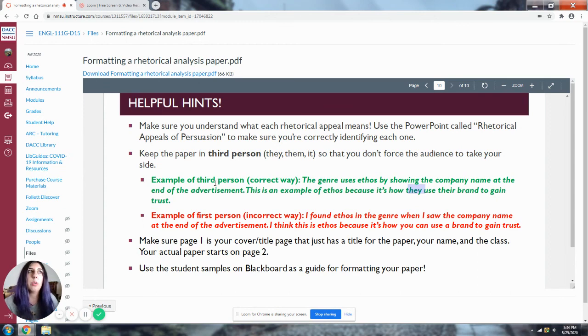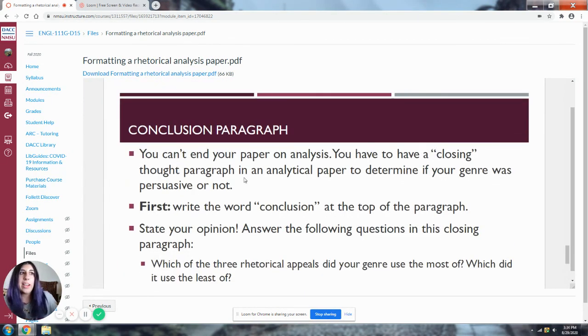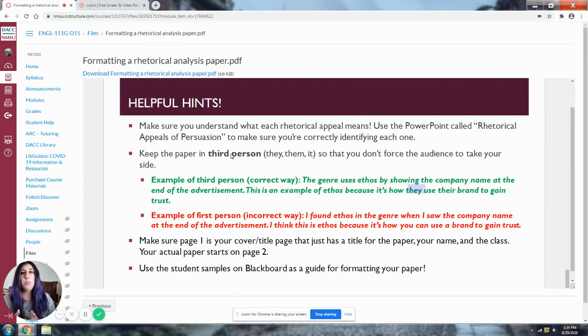It gets you more practice for your real formal research essays as well. And the reason section headings are recommended in this paper is because you're really moving away from that 5-paragraph essay and you're getting more and more formal with your writing. Make sure page 1 is that title page, and then your actual paper starts on page 2.